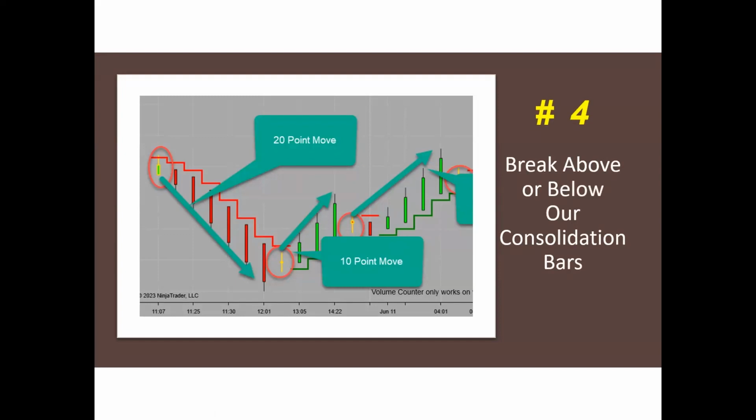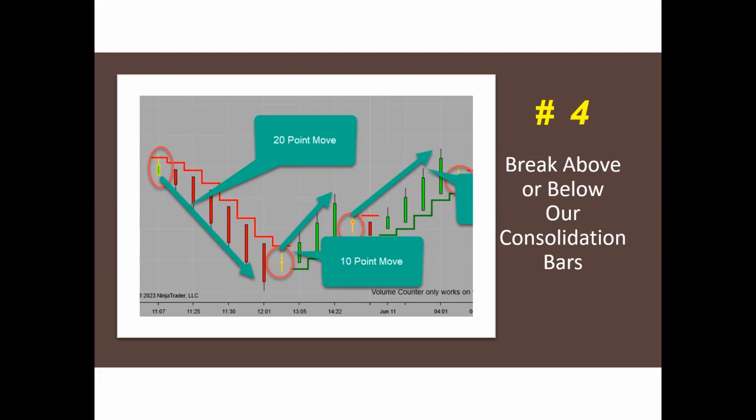All right, so here is setup number 4. Setup number 4 is a break above or below a consolidation bar. Now, on the charts that you see on the screen right now, you'll see the bars with the gold frame on the chart. Those bars are unique to our charts. They're called consolidation bars.